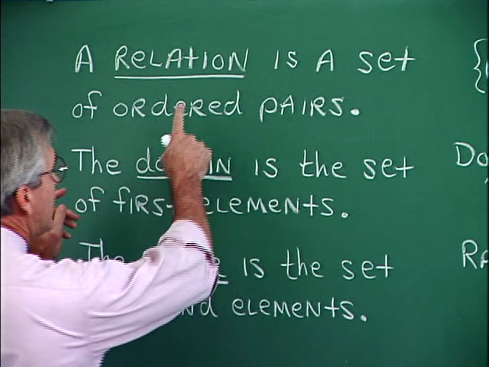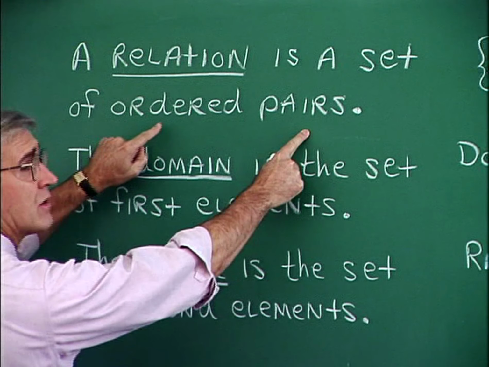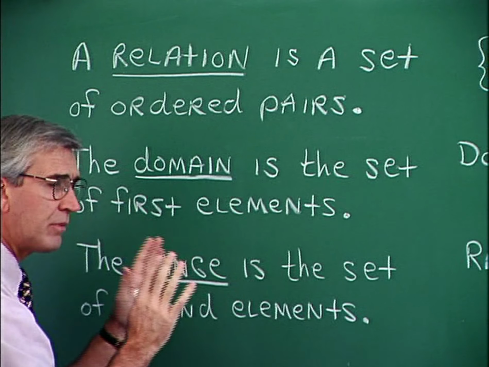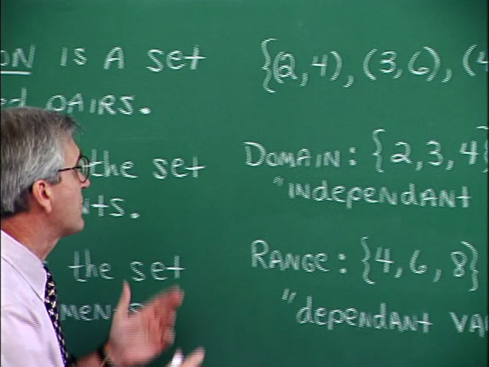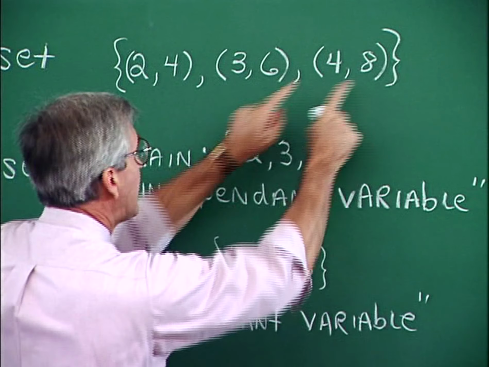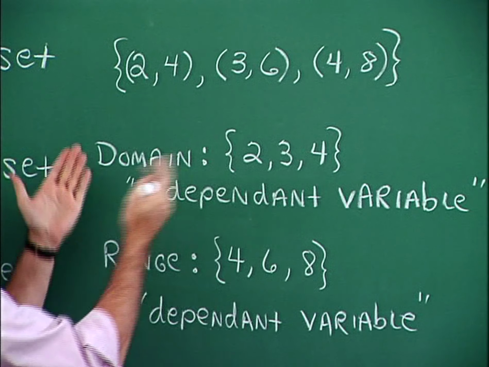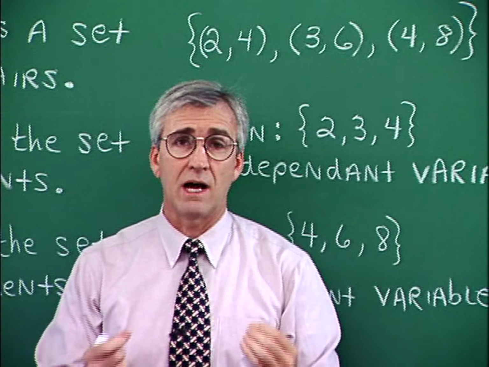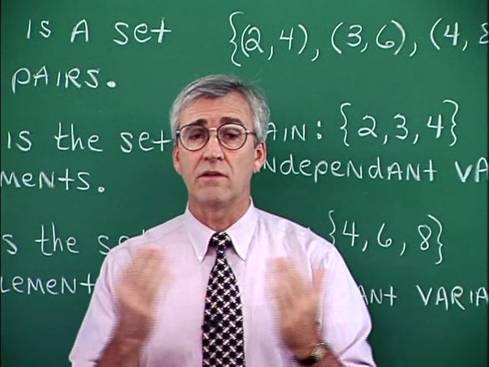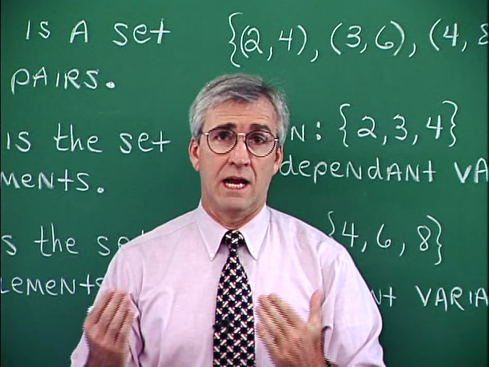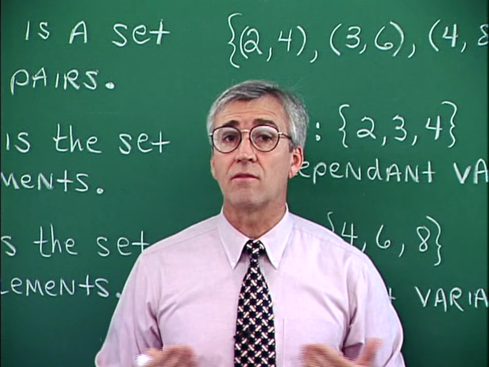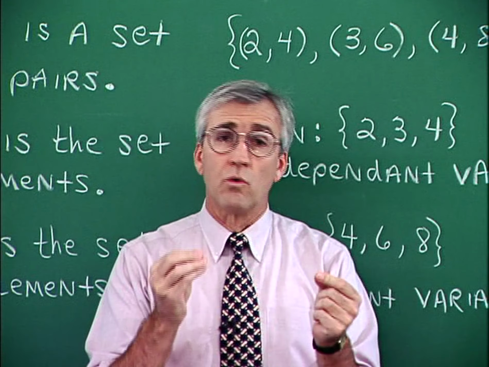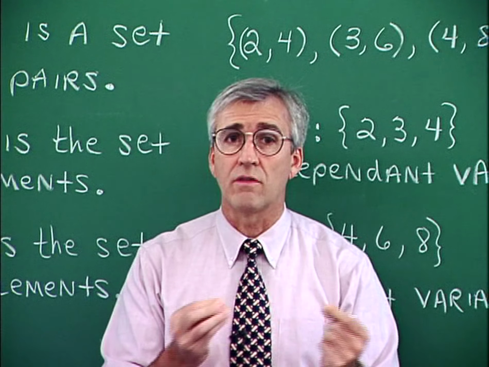Let's define a relation as a set of ordered pairs. Now the set can be as simple as this little set consisting of these three ordered pairs. That is a relation. Now a relation could be a set that is defined by some kind of equation involving a couple of variables. And in that circumstance, the set of ordered pairs would be an infinite set, presumably, if we're talking about real number replacements for those variables.